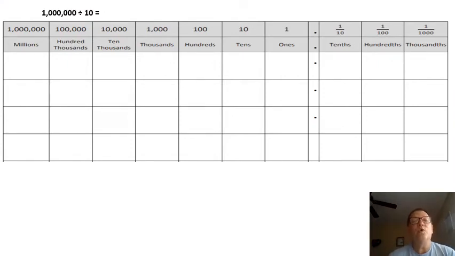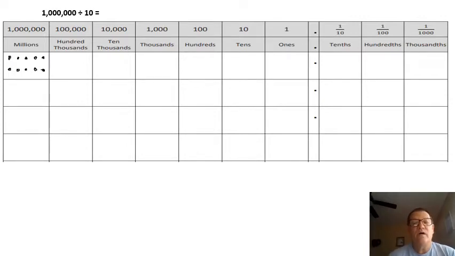Now, if you notice, it says 1 million divided by 10. The first thing I'm going to do, just to show you, is come up here to the 1 million place, and I'm going to divide this million up into 10 pieces. Okay, but that represents 1 million.